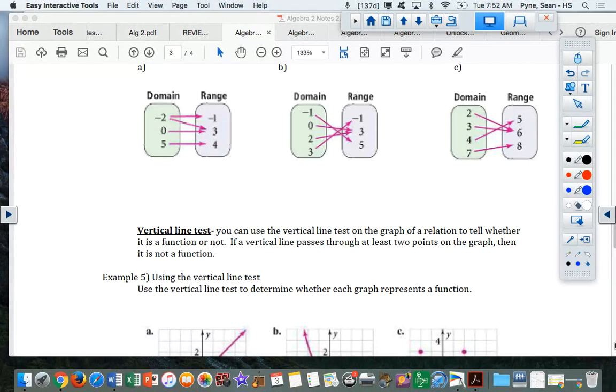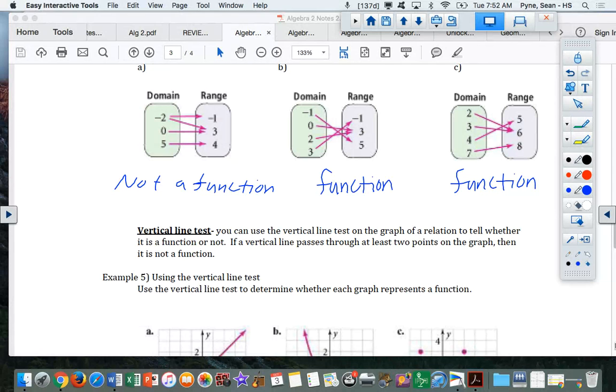For A, what do you guys say? Not a function. Why, Julian? Just to maybe 2 goes twice. Good. So not a function. All right, next one. Function. Why? Because none of the domain is repeated. Excellent. And last one. Function. Good.